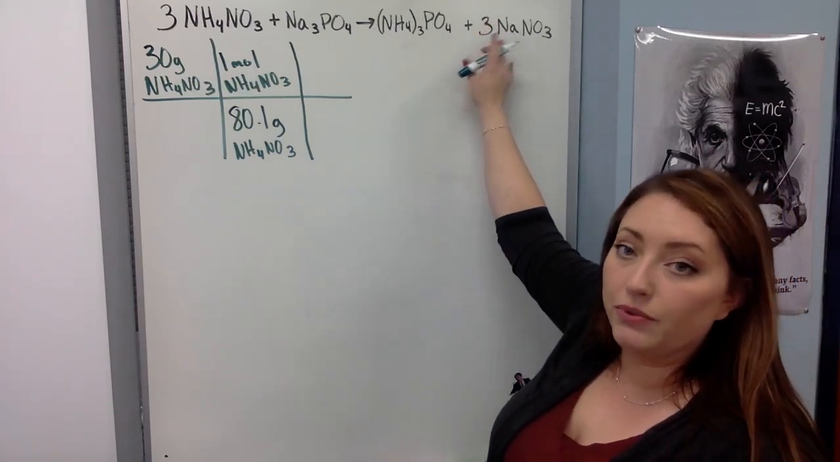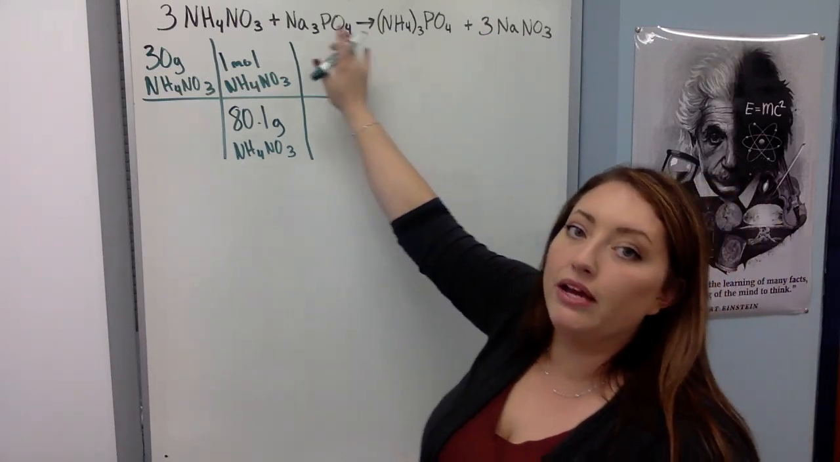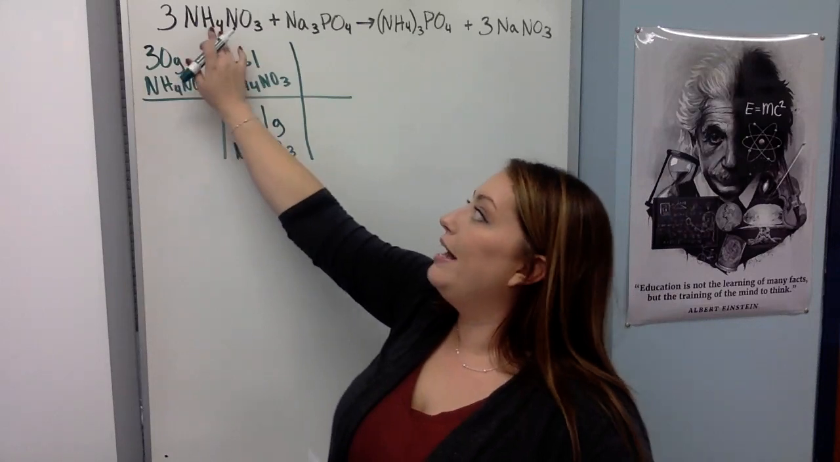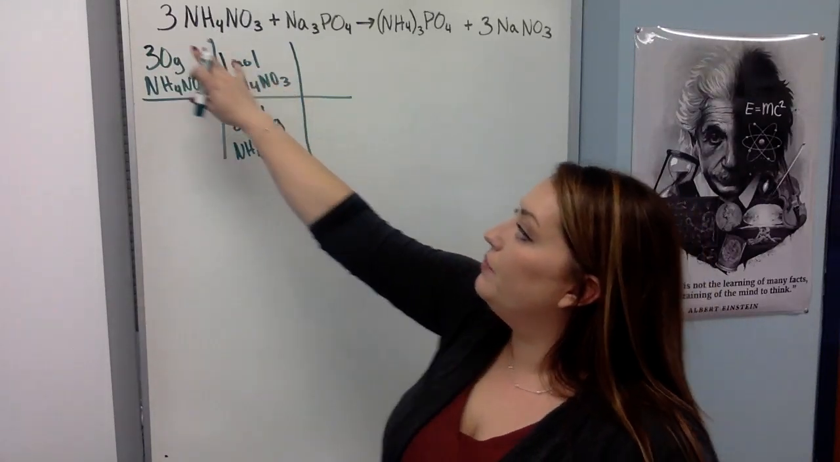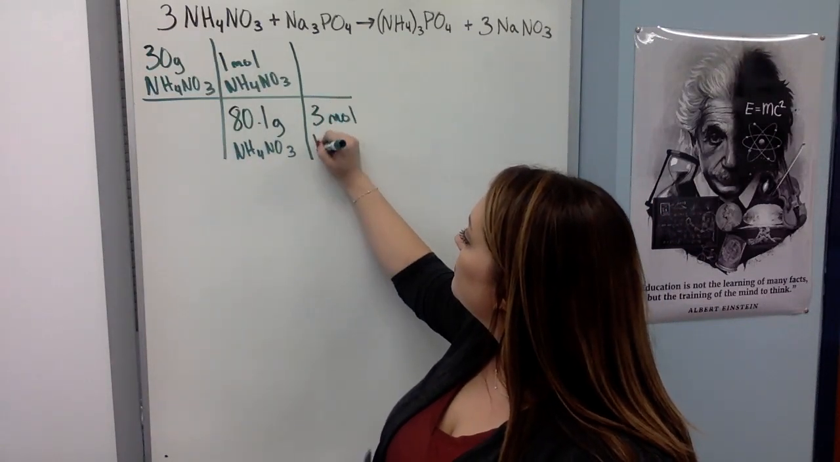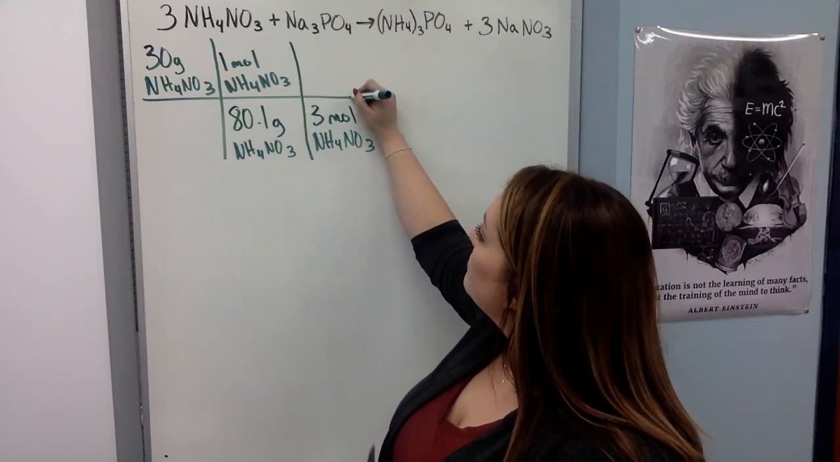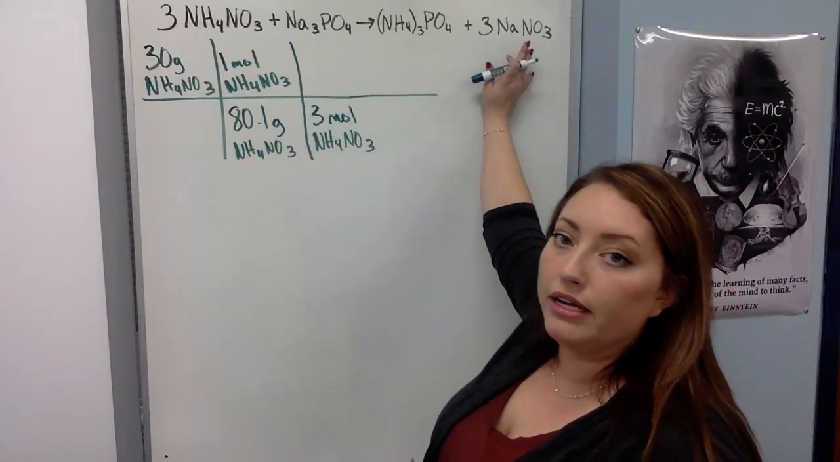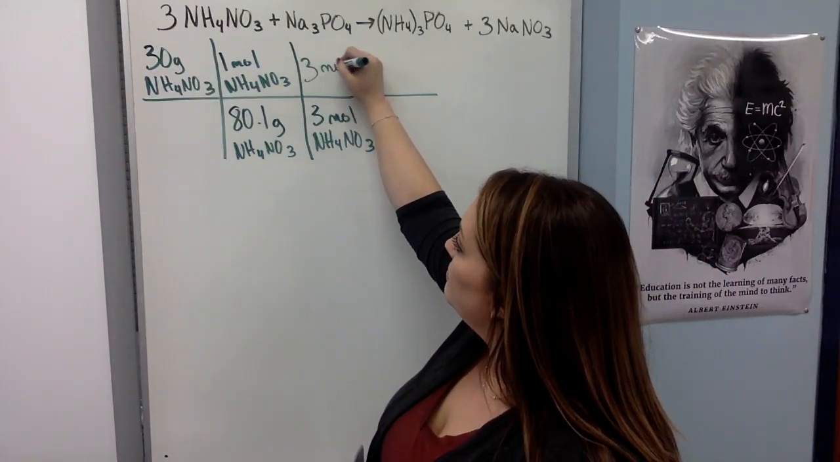You can see that there's 3 moles of the sodium nitrate, 1 mole of the ammonium phosphate, 1 mole of sodium phosphate, and 3 moles of ammonium nitrate. Okay, so we're looking at the ammonium nitrate. We know there's 3 moles of it. And we are converting it into the sodium nitrate, which there are also 3 moles.